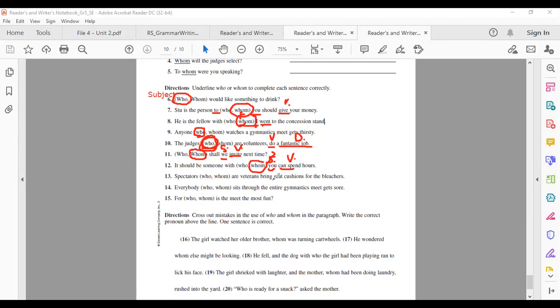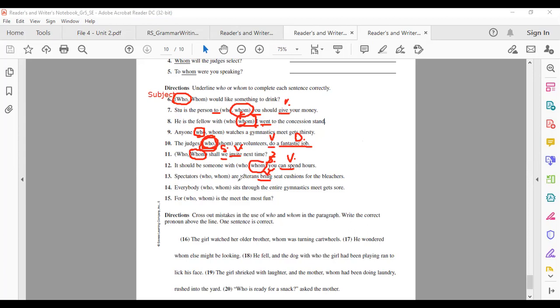Actors whom are veterans bring seat cushions for the bleachers. Okay, so where's the verb? Our veterans bring seat cushions for the bleachers. So what is the verb here? Bring. Excellent. This is the verb. Now, is there a subject before it? Yes. Where? Veterans. No, but this is not a subject.